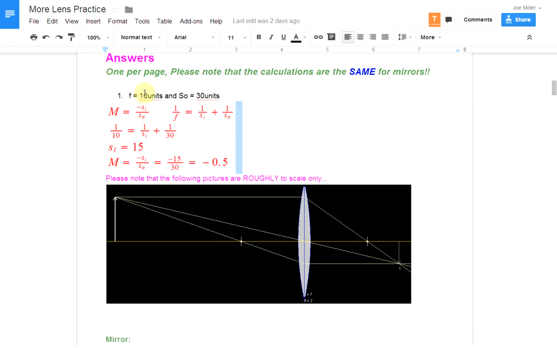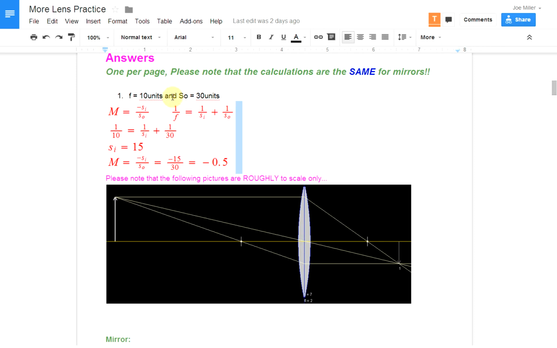So here I've given a focal length that's 10 units. It could be centimeters, could be meters, could be millimeters, could be anything you want it to be, as long as we use the same units for all of them. So I'm just going to put units here. That means that the focal length, which I've marked a focal point here, is the length from that focal point over to the center of the lens. So this is 10 units.